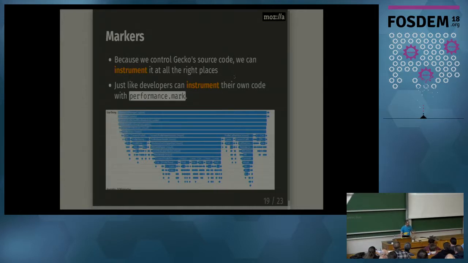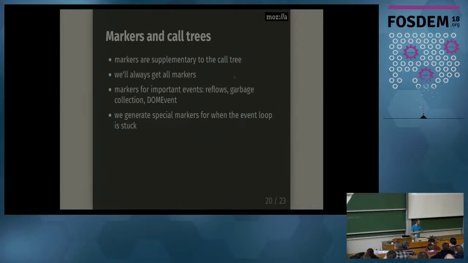And in Gecko, we also instrumented the right places, so we know about reflows. When there are reflows, that's very important to optimize too. We know when there is garbage collection. That's something that can really slow down your code if there is a lot of it. There are DOM events, of course, I shouldn't forget that. And we also generate special markers to show where the event loop is stuck at one point.